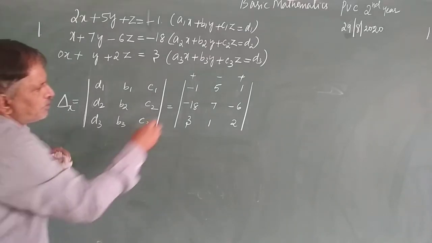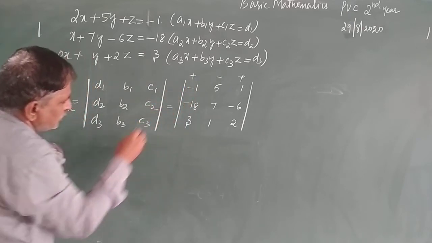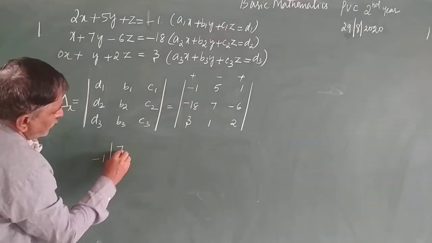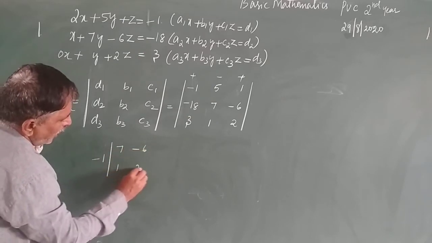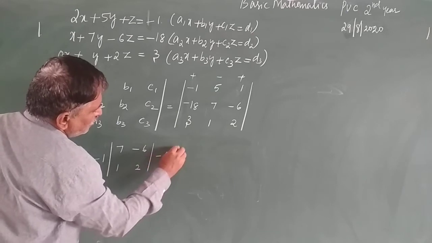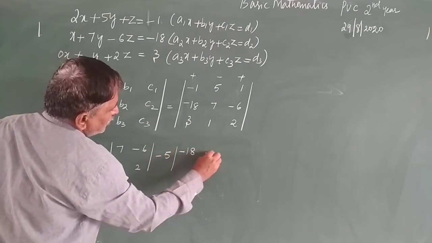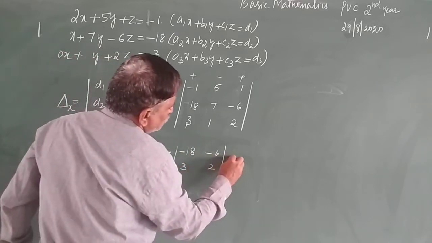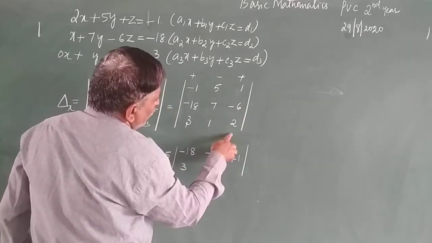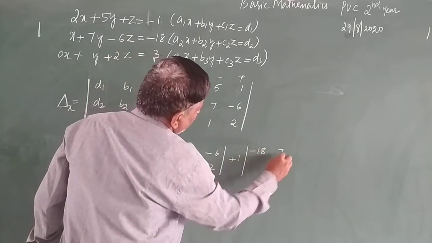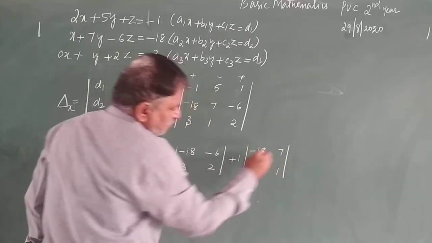Yes, same determinant method only. Minus into plus, minus 1. When I take minus 1, I will get 7, minus 6, 1 and 2. Plus into minus, minus 5. So I get minus 18, minus 6, 3 and 2. Plus 1. When I take 1, I need to eliminate this column and row. I will get minus 18, 7, 3, 1.